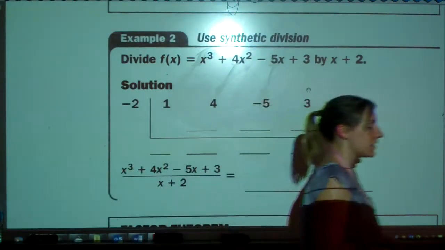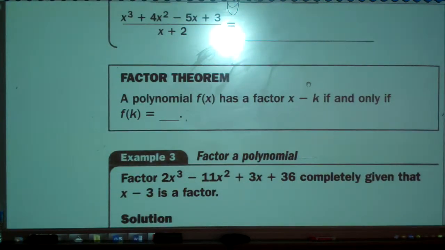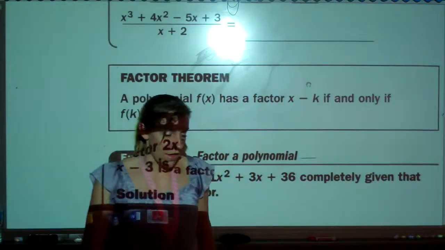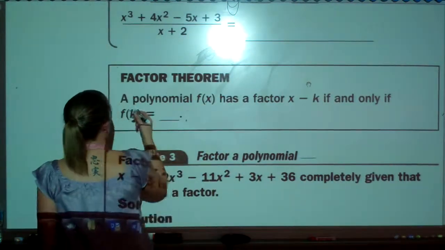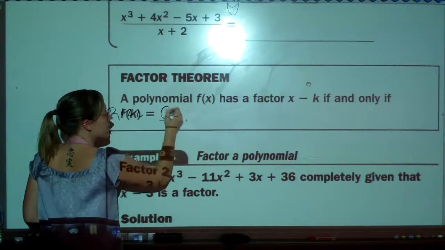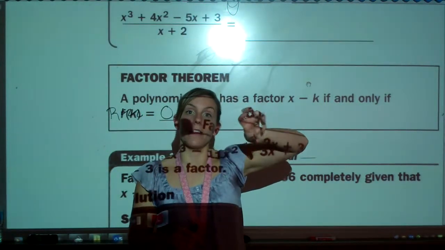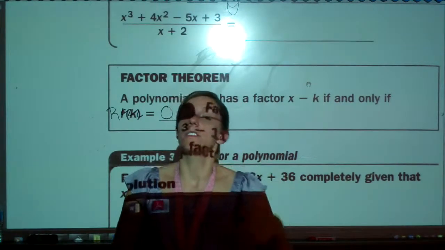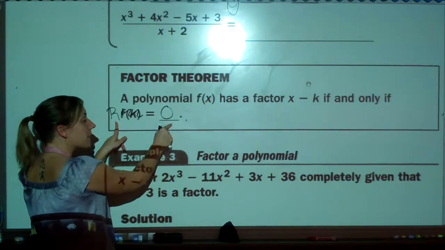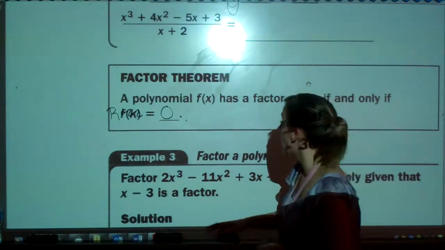Alright, so let's do it again. It's kind of set up already for you. This rule says a polynomial has a factor x minus k if and only if, and instead of saying f of k, I want you to say r for remainder. If the remainder is 0. So if you get a 0 in that last corner, if you get a 0 on that last line, that means it actually factors, and then you can do more with it. So we're going to see that on this next problem, okay? So if the remainder is 0, then it factors. It's a factor, and a lot of times you can factor it more, okay?